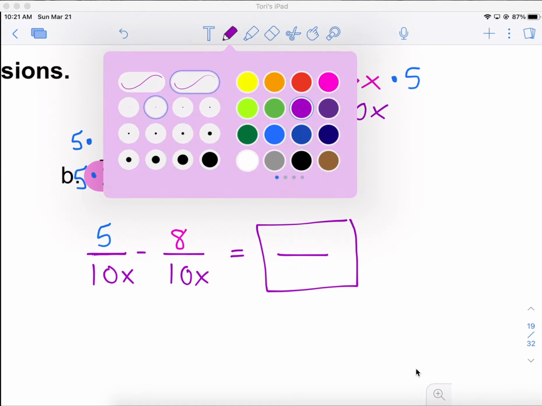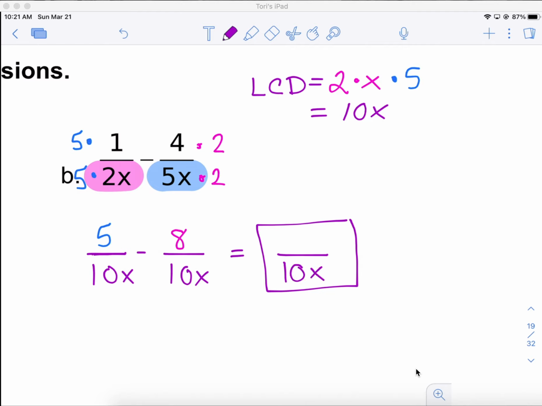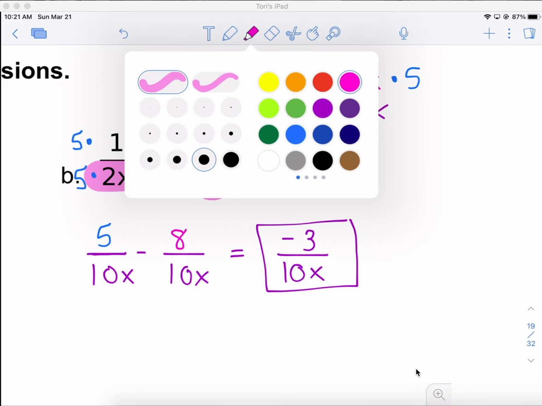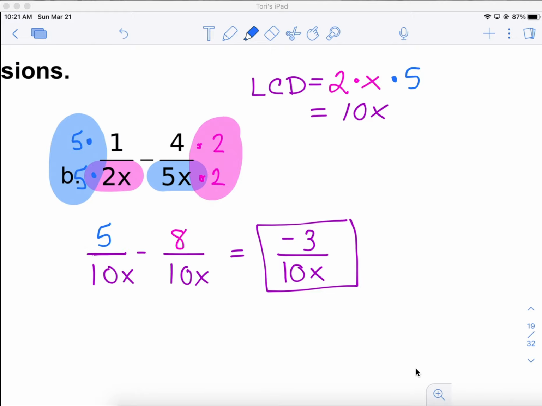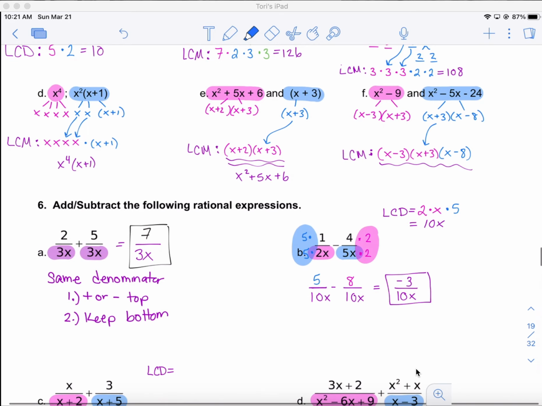Now that they have the same common denominator, I can put them together. 5 minus 8 gives me a negative 3 over 10x. Okay, and there's nothing I can simplify in that part. If it was like 2 out of 10x, then I would want to reduce my fraction. But in this case, that is already simplified. Notice that whatever the pink has that the blue doesn't have, that's what I multiplied by to level it out. Whatever the blue had that the pink needed, I multiplied that over here to get it to what I wanted it to be. If you need to pause for A and B, do that now.